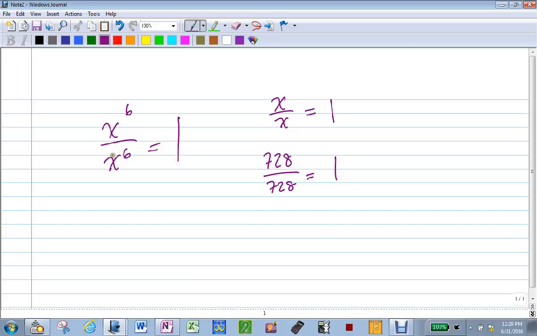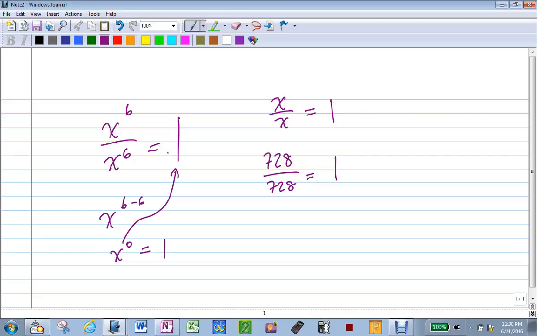Now, are these the same base? So what do you do with the exponents when you divide? Subtract. So isn't this x to the 6 minus 6? Which is x to the 0, isn't it? And if x to the 6 over x to the 6 is 1 and x to the 0 is also 1, what do you know about x to the 0 and 1? They're the same. So everything to the 0 is 1.